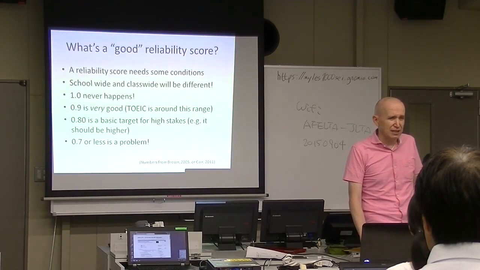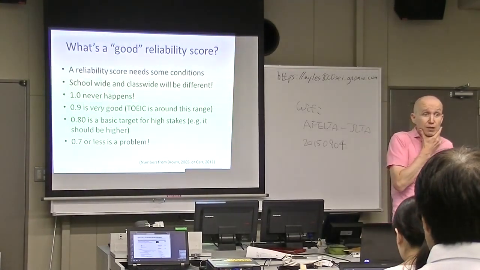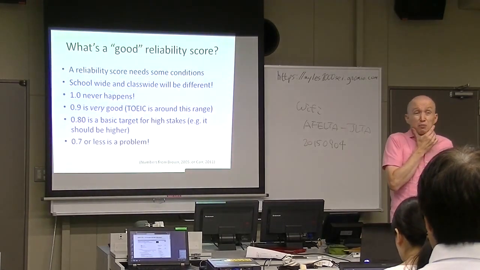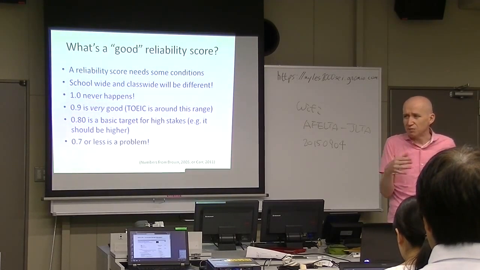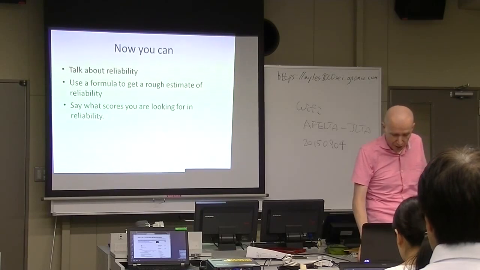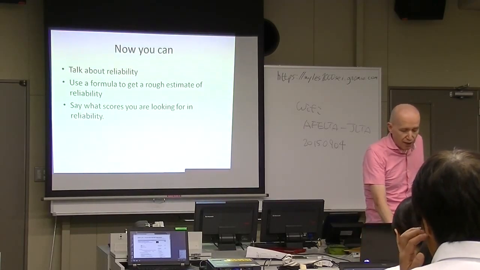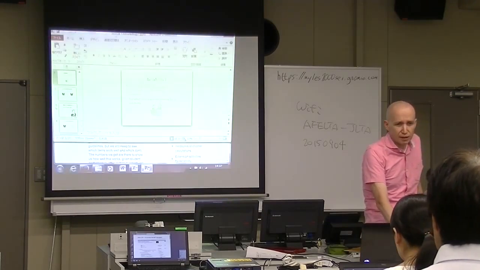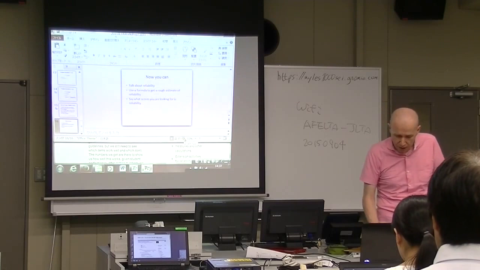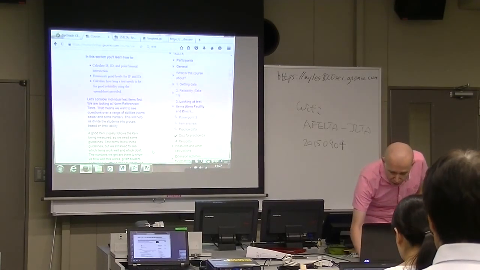0.7 is maybe okay. If it's a small group, then maybe that's okay. But if it's a big group, I'd be concerned. I'd be wanting to look at test items and other things. So these are the basic numbers. Let's look at how we might improve test reliability and find out which items are working and which ones aren't.